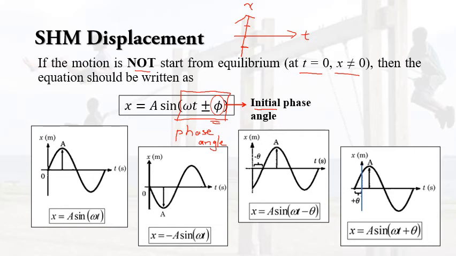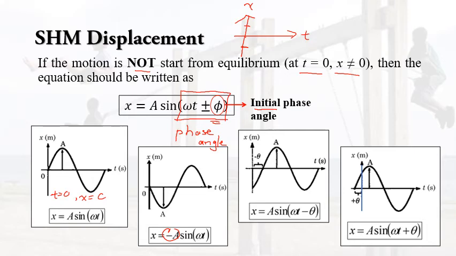Now let's look at the first diagram. At time t equals 0, x equals 0. In this case, I have an object that starts from the origin. Therefore, I use x equals A sine omega t. In the second diagram, I have an inverted sine function. Therefore, I add a negative sign here, so x equals negative A sine omega t. Now, how about this one?